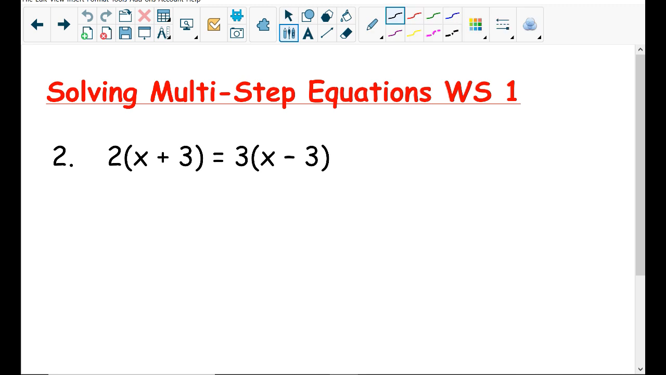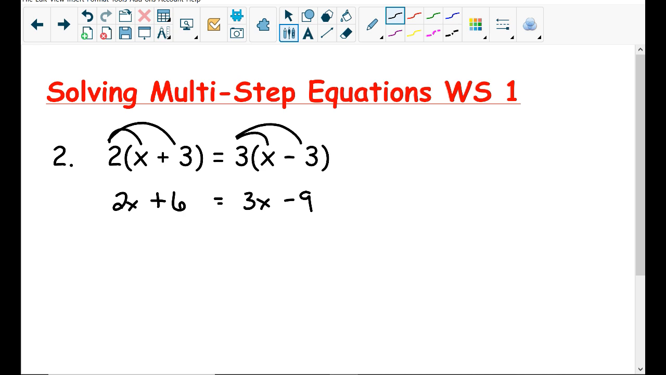So we have parentheses. We have variables in the parentheses. Again, if you can solve them, solve them. I cannot solve x plus 3. I don't know what x is. So to get rid of parentheses, we're going to use that distributive property. So I'm going to take the 2, multiply it in. So 2 times x is 2x. 2 times 3 is 6. Same thing on the right side. 3 times x is 3x. 3 times negative 3 is negative 9. So now you can see I have variables on both sides.